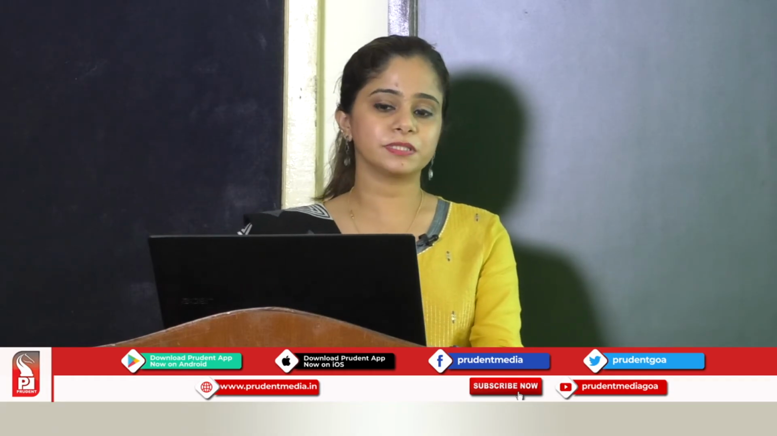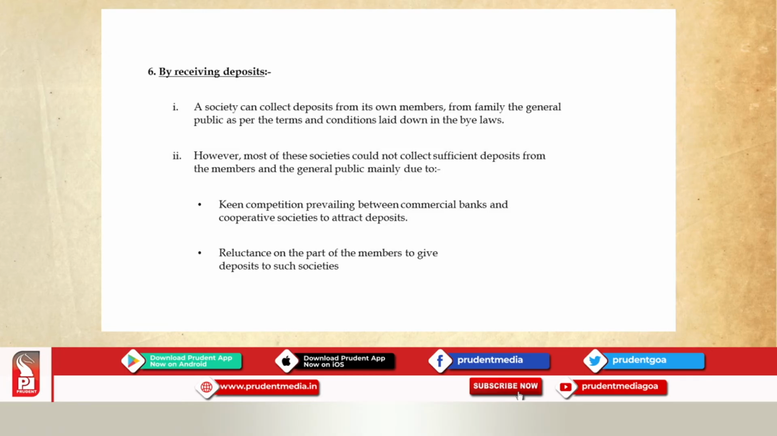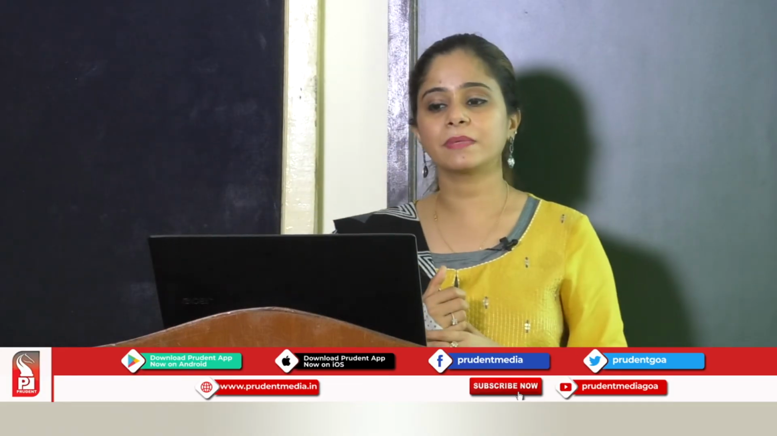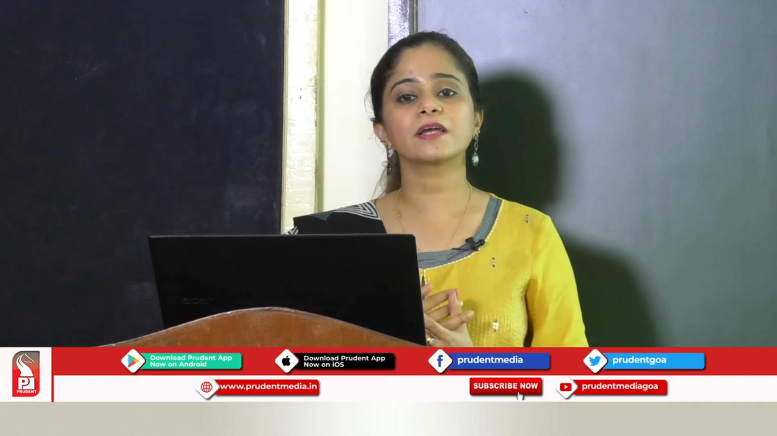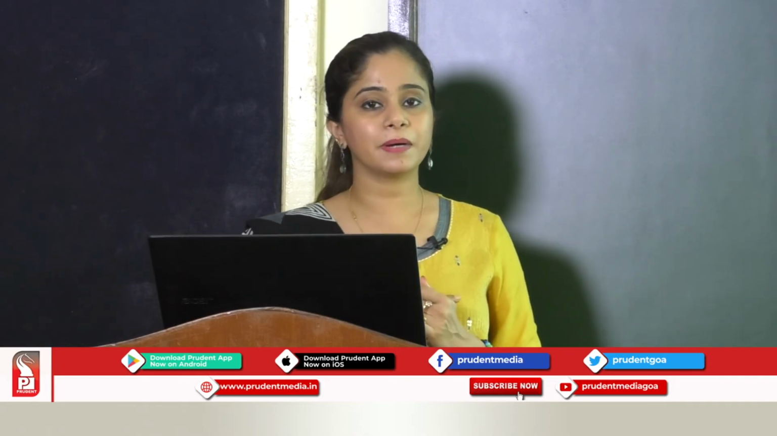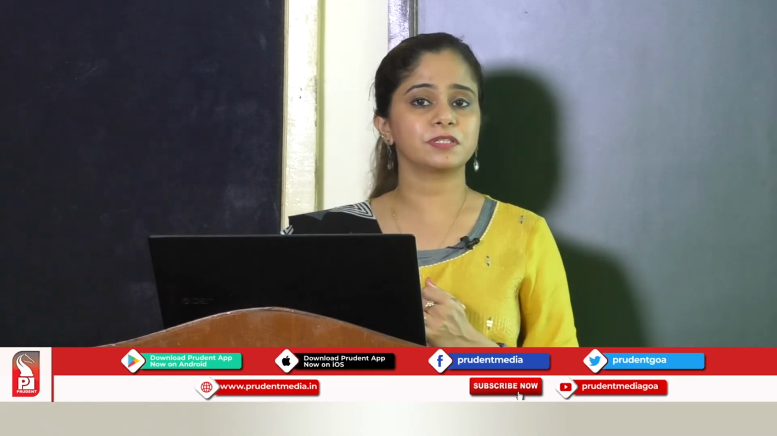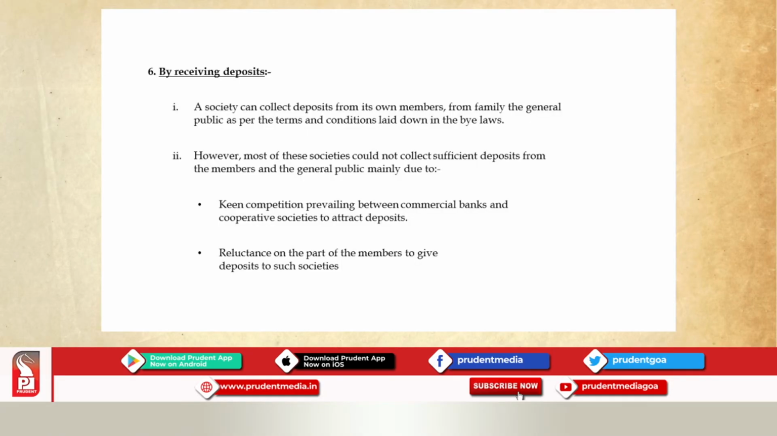Next is by receiving deposits. Now a society collects deposits from its own members, from family, and the general public, as per the terms and conditions which have been laid down in the bylaws. However, most of these societies could not collect sufficient deposits because of many reasons. So the society tries to collect money first from its own members and the general public, as per the conditions laid down in the bylaws. But sometimes they are not able to collect sufficient deposits because there is keen competition between the commercial banks and the cooperative societies to attract deposits. There is also reluctance on the part of members to give deposits to such societies.